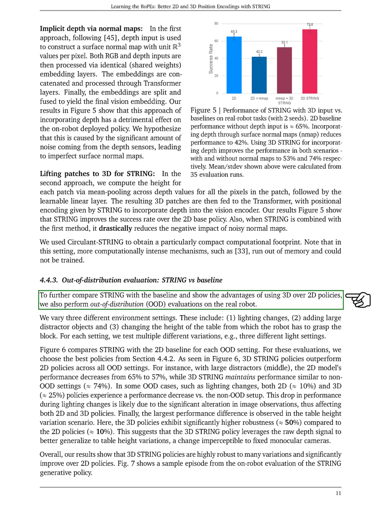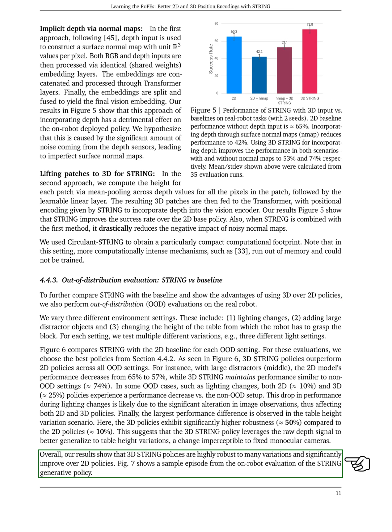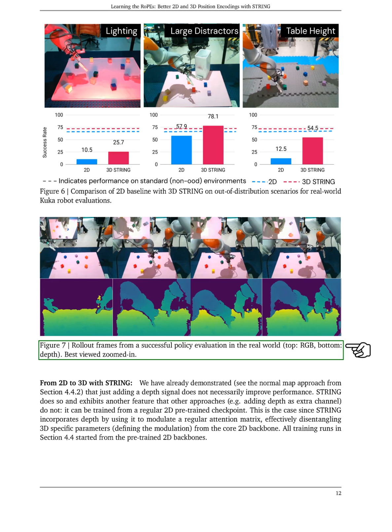In lighting changes, both policies experienced performance drops, but 3D STRING showed better resilience, especially in table height variations, where it achieved about 50% compared to 10% for 2D policies. Overall, our results indicate that 3D STRING policies are robust to various changes and significantly outperform 2D policies. We also included a sample episode from the on-robot evaluation of the STRING generative policy for illustration.